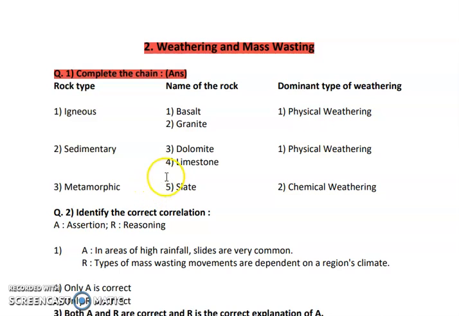So this is the complete solved example, like you can see over here that basalt and granite are igneous rocks, and on these physical type of weathering happens. Next is sedimentary rock, so dolomite or limestone are sedimentary rocks; even these rocks undergo the physical type of weathering. And finally we have a metamorphic rock, slate, which belongs to metamorphic rock, and it undergoes a chemical type of weathering. So these are the correct answers for your first question, that is complete the following chain.